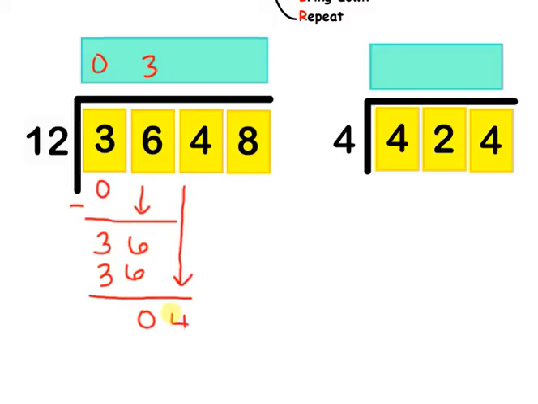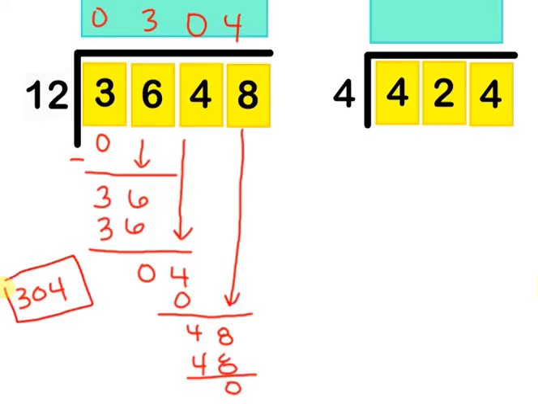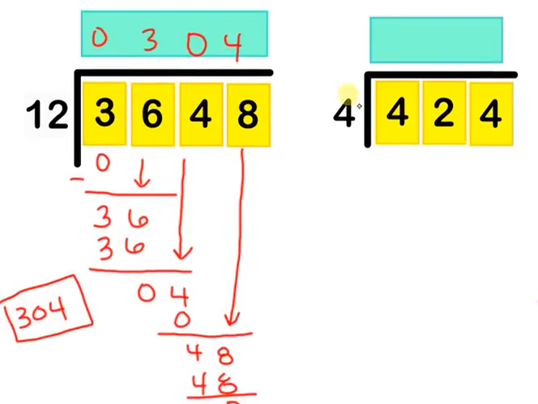Bring down the 4. How many times does 12 go into 4? 0. 4 minus 0 is 4. Bring down the 8. How many times does 12 go into 48? 4 times. And then 4 times 12 is 48. So the answer here is 304. It's just making sure that you are super, super, super clear on every single step. Let's go ahead and do this one.